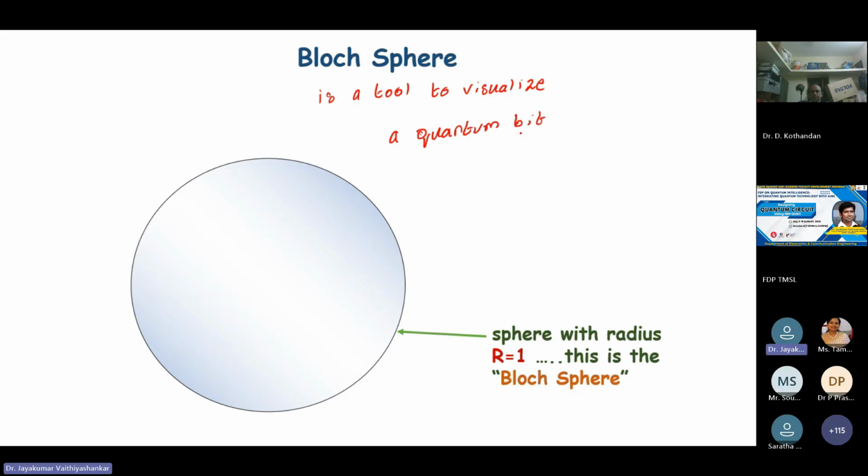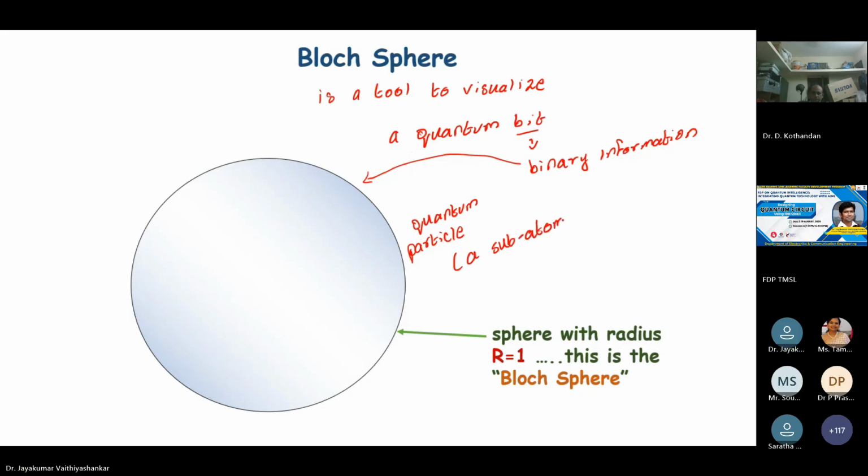Okay, so bit stands for binary information. We try to convert our binary information into a quantum particle. So imagine this is a quantum particle. What is the meaning of quantum particle? A subatomic particle. It could be anything.